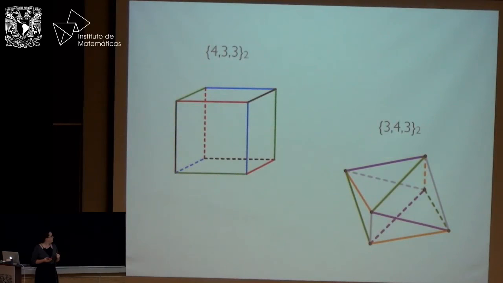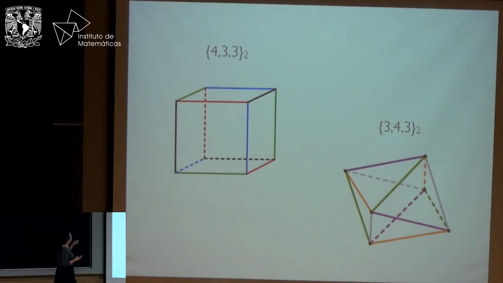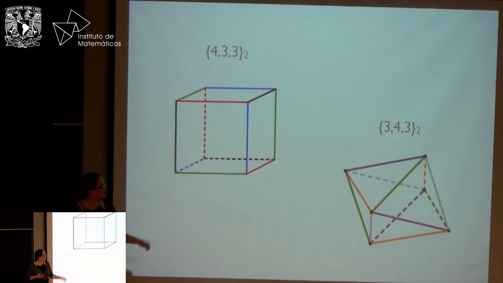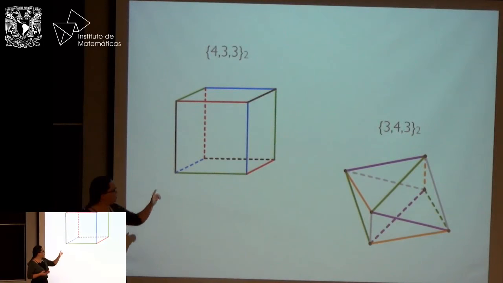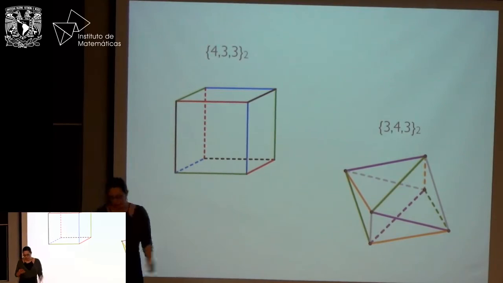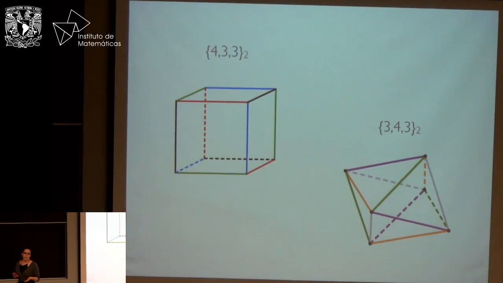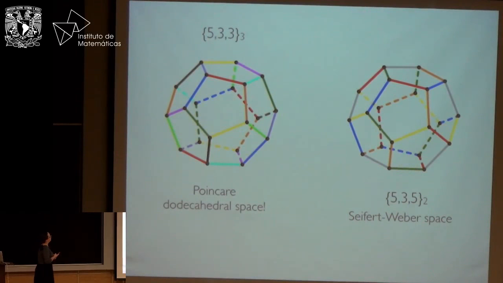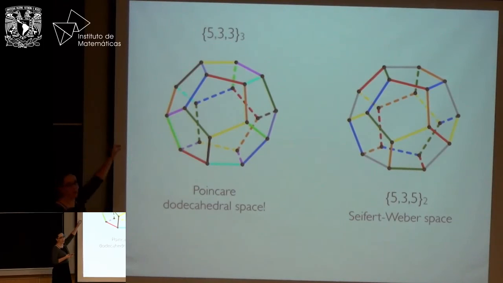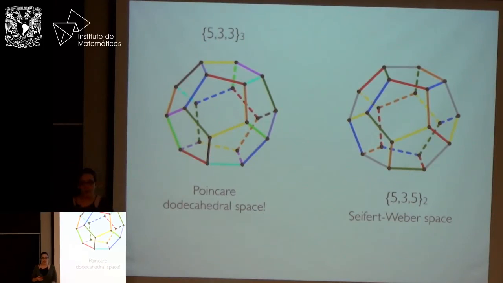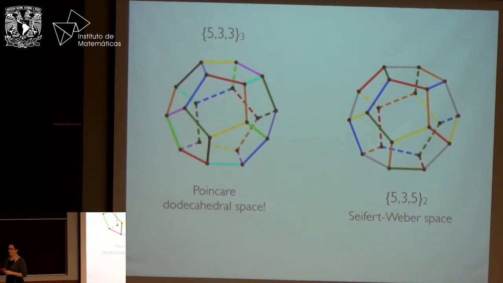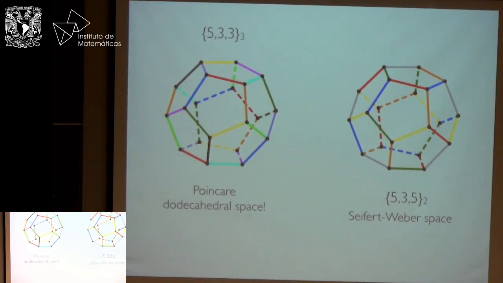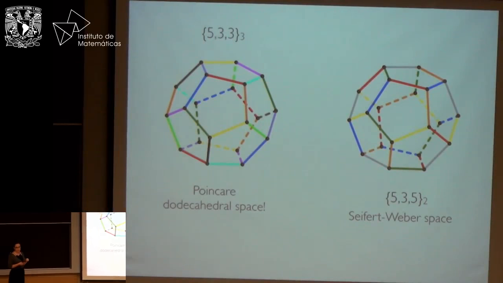And so it turns out that if I started with a hypercube, and I take K to be 2, I get this thing over here. If I start with a 24-cell and I take K equals 2, I get that over there. And these two are actually twisted things. Another couple of examples. I take the 120-cell and I take K equals 3 and I get the Poincaré dodecahedral space. And then if I take a hyperbolic thing and I take K equals 2, I get that other one, the Seifert-Weber space, which is also quite famous in topology.